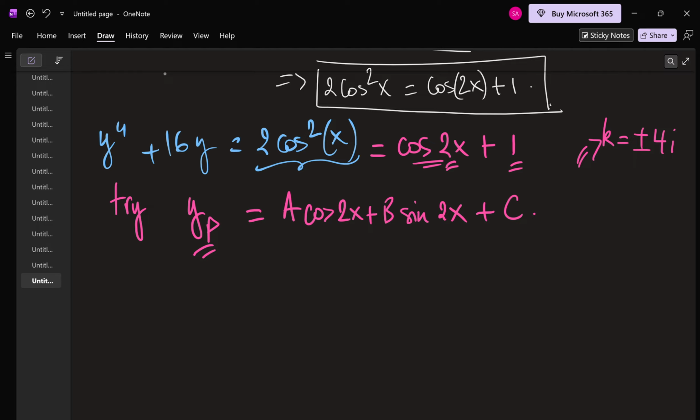So how to do it? Do you have any idea? So let's replace yp into our equation. So yp double prime plus 16 yp. So let's take the second derivative of this. The derivative of c is equal to 0, so we derive the first time, cosine is equal to minus 2 sine 2x. Then we repeat again.